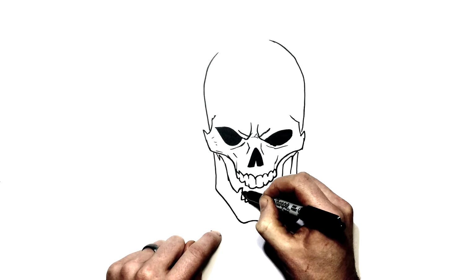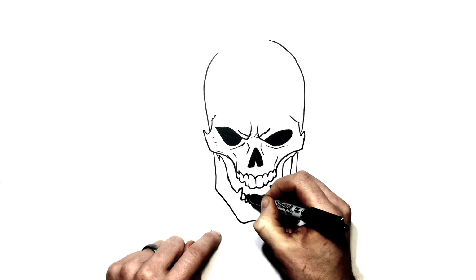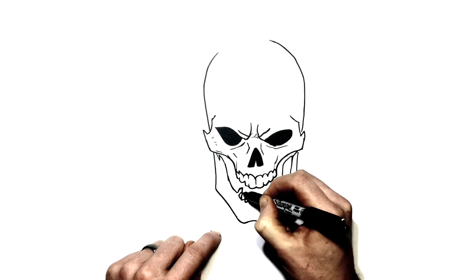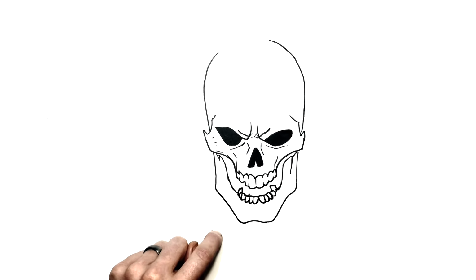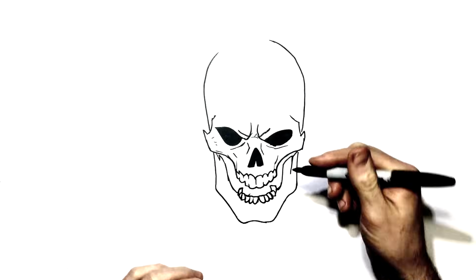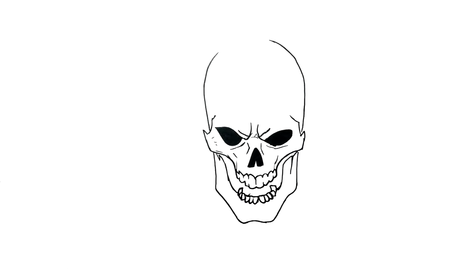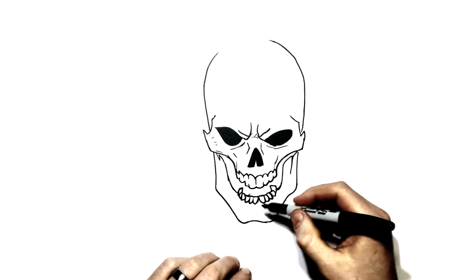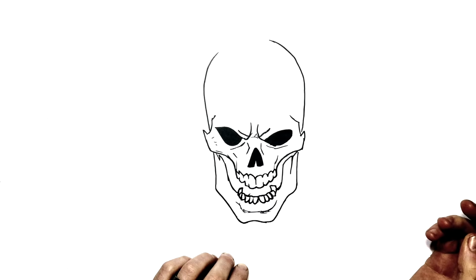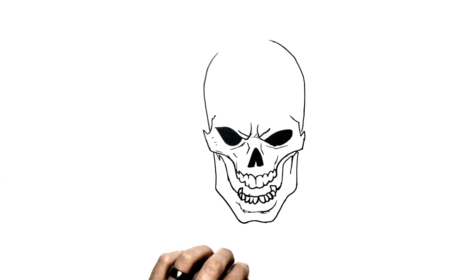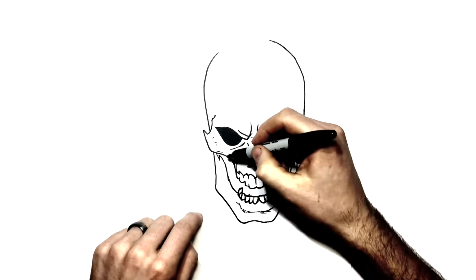And don't worry if you don't get them exactly symmetrical or anything like that. The human brain projects its own image, especially on things like human skulls. You don't have to be exact sometimes. Now, in there is all dark.